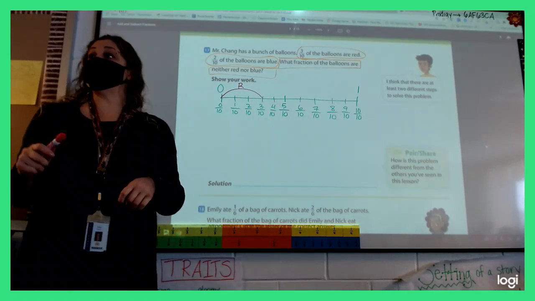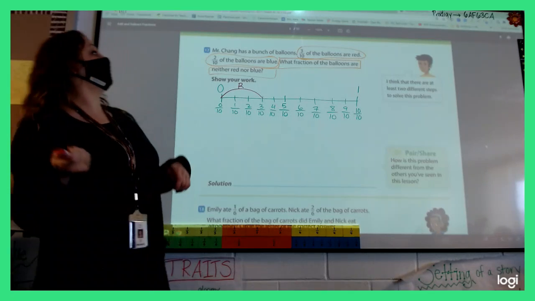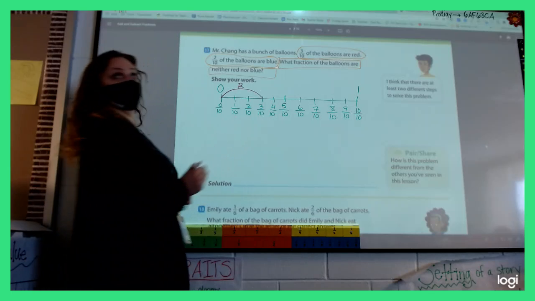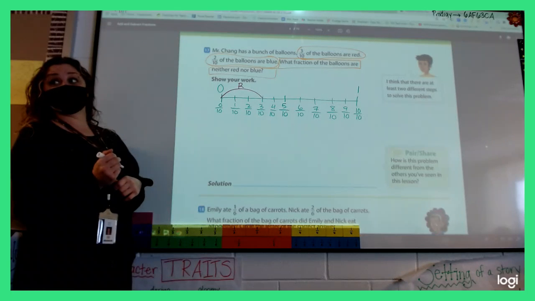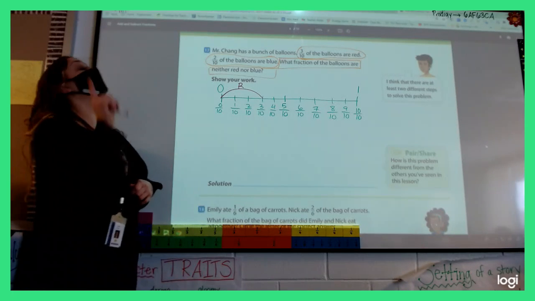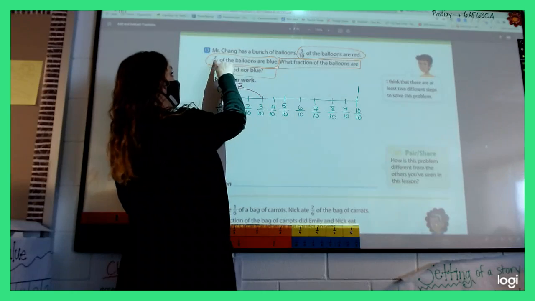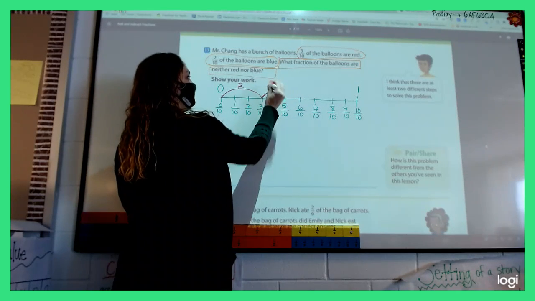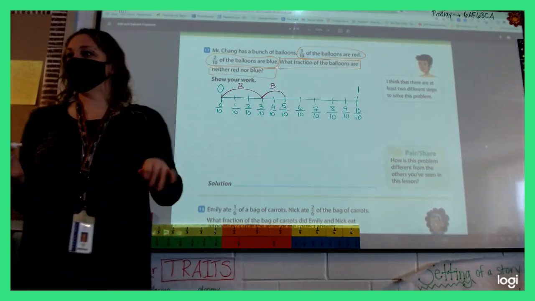All right, now what do I need to hop to next to show my blue balloons? Hayden? 5/10? I'm hopping 2, 2/10. I only go 2/10 forward. And then that, so those are my blue balloons. It's kind of hard to say, blue balloons.